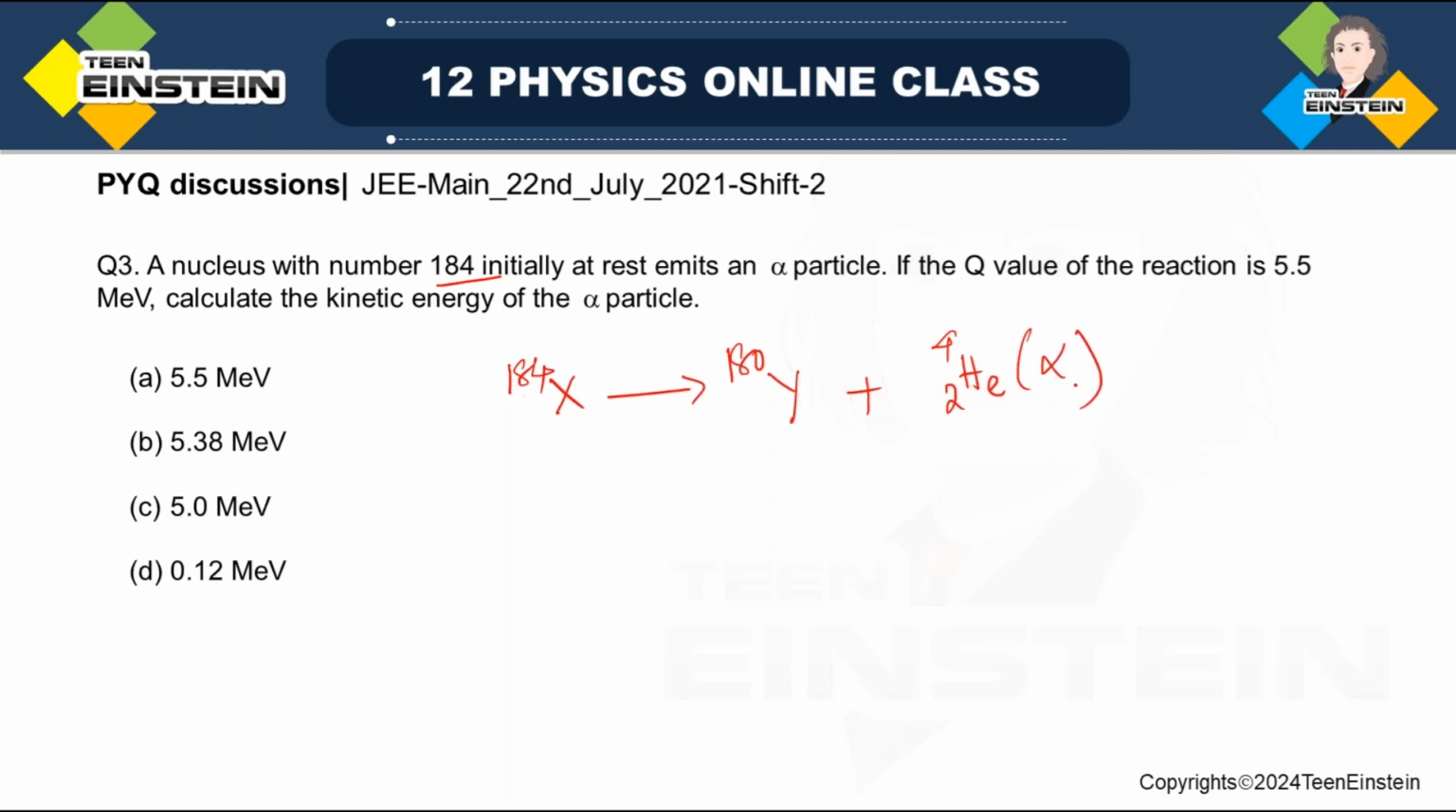Okay, so this is the alpha particle. This is the reaction, and along with that there will be some Q value generated. So if the Q value of the reaction is 5.5 MeV, given, calculate the kinetic energy of the alpha particle. So I have to find out the kinetic energy of the alpha particle. This question is very common and very interesting, as well as very important for any competitive exam. Kinetic energy of the alpha particle can be asked in many ways.